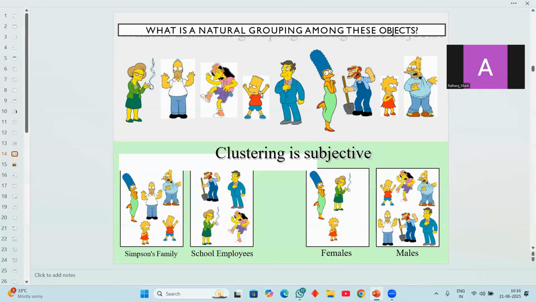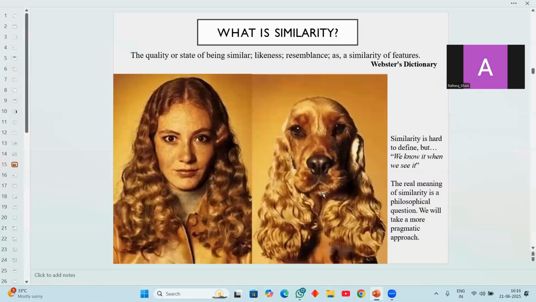We all know the cartoon The Simpsons. It is one of the most popular cartoons in our world, so I take this example. Take the Simpsons family. From the Simpsons, we take the school employees, like the principal, the teacher, and the worker. So we divide the data: first the Simpsons family and the Simpsons school employees. Then we divide how many females and how many males there are. That is how the data will be divided.